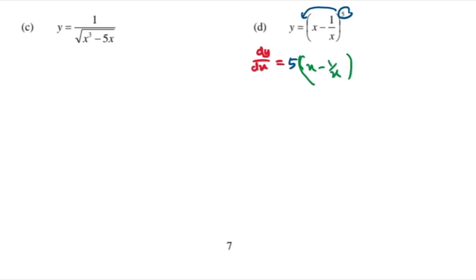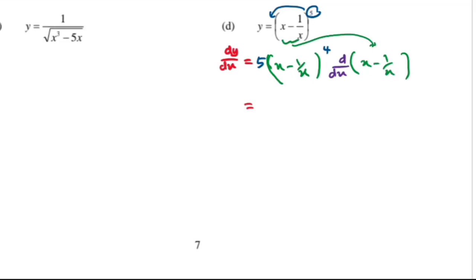And then just subtract 1 with the power. Subtract 1 with 5, you get 4. And after that, don't forget to write d over dx and differentiate the function in this bracket. Just put it there. Next, we see that we still have the d over dx term. That means we have to differentiate this.